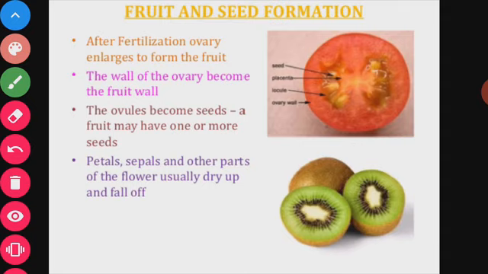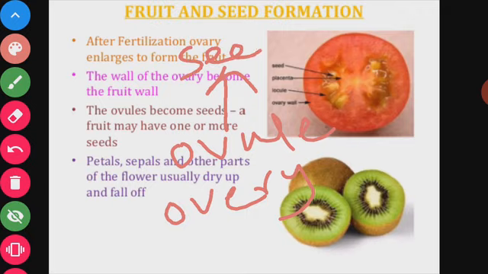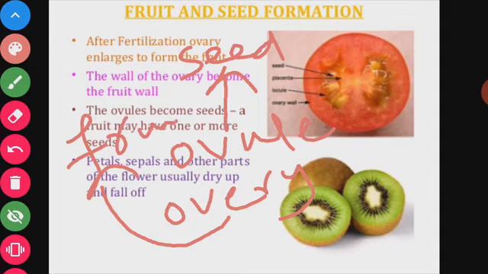Here, dear students, you have to remember two things. First, that is the ovary. Second is the ovule. From the ovule, seed formation takes place, and the ovary becomes the fruit. You have to remember that the ovules which are in the ovary transform into the seeds, and the ovary transforms into the fruit.